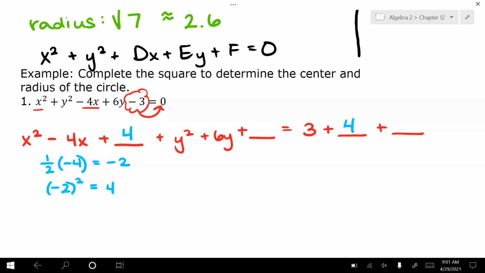I'm going to do the same thing then for the y. So the middle term for the y's is that 6y. So I'm going to do half of 6, which is 3. And then we're going to do 3 squared, which is 9. And 9 is going to go up in the blanks as well.